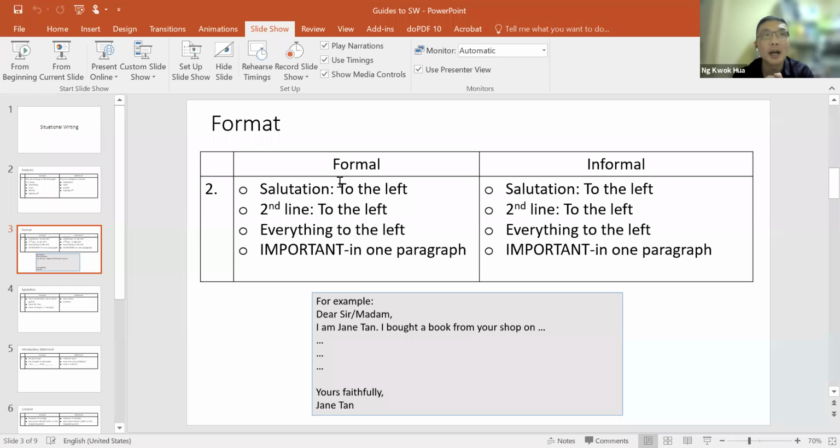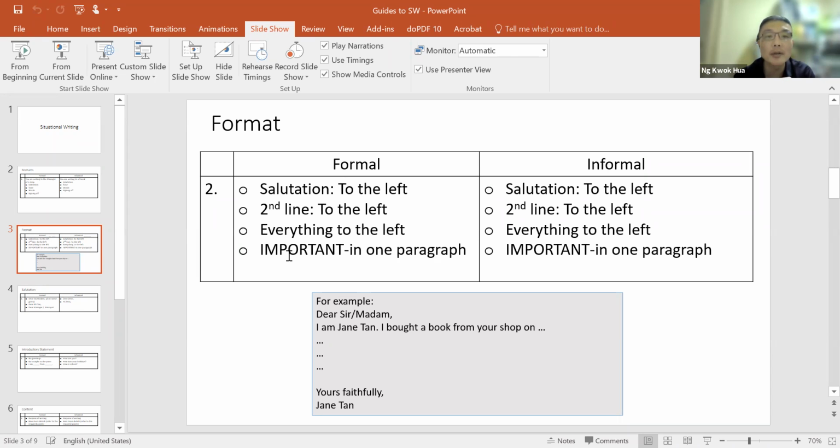Okay. Situational writing is very different from compo writing, as you have all known by now. For compo writing, you need paragraphing. For situational, you don't need paragraph spacing. Understand? Just go straight and start writing from the left. Okay, so you start writing, and notice the next point. Everything is to the left.